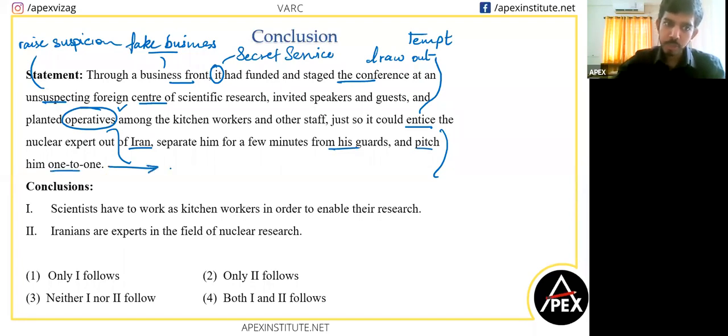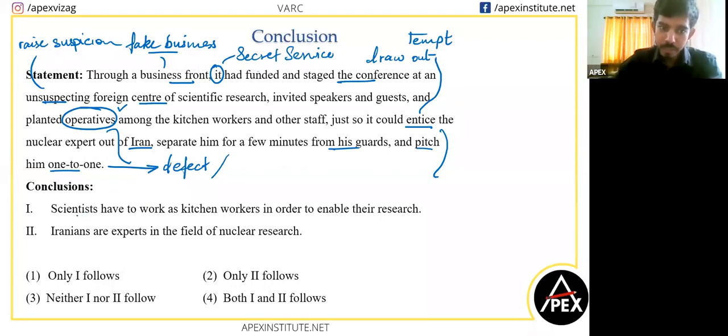What does pitch him mean? It may be that they want to pay him to defect or to come out of Iran, to not help Iran's nuclear program, maybe. Yeah, we don't know. So there are a lot of unknowns in this. But what we know is some secret service organization has put up a fake business, and the aim is to draw out one nuclear expert out of Iran and talk to him for a few minutes, maybe asking him to come to their country or pulling him away from Iran, preventing Iran's nuclear plan to go ahead.